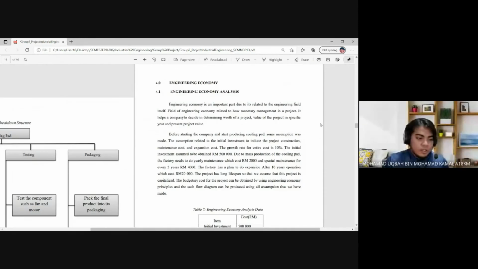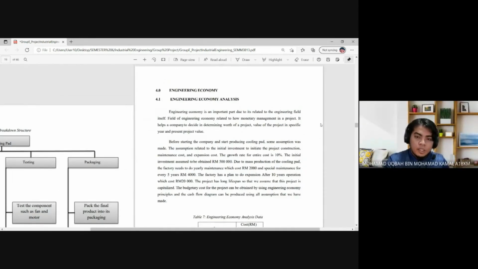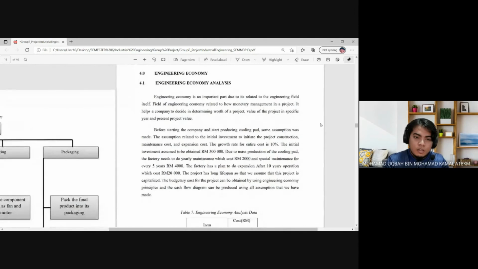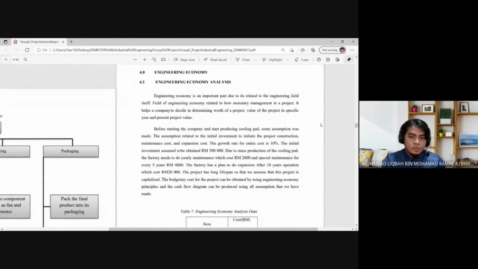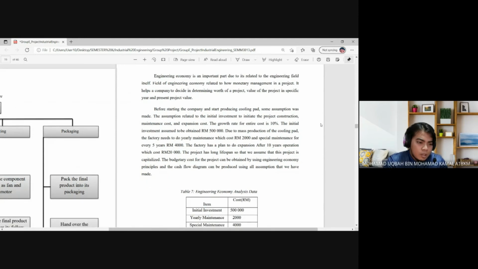Assalamualaikum warahmatullahi wabarakatuh. My name is Uqbah and I will present the engineering economy part on behalf of my group. We divided the engineering economy session into two parts: engineering economy analysis, in finding the budgetary cost of the total project, and break-even analysis. The purpose of the break-even analysis is to find the break-even point, which is the point where revenue and sales are equal.